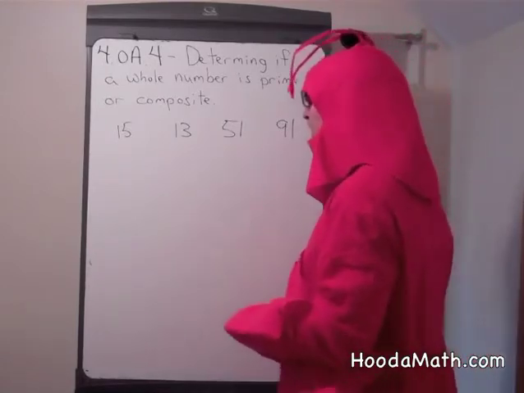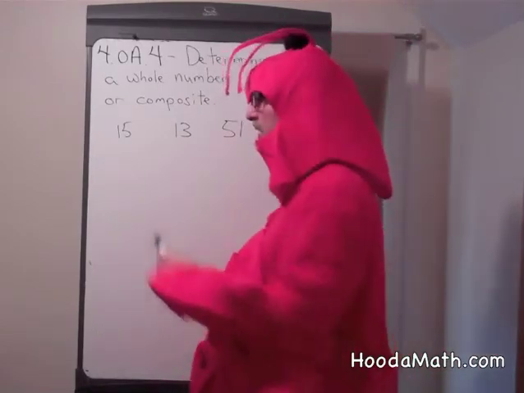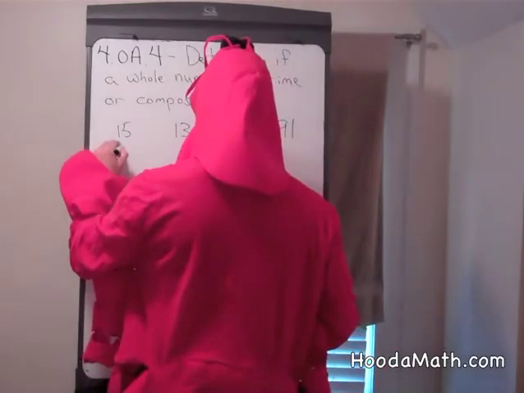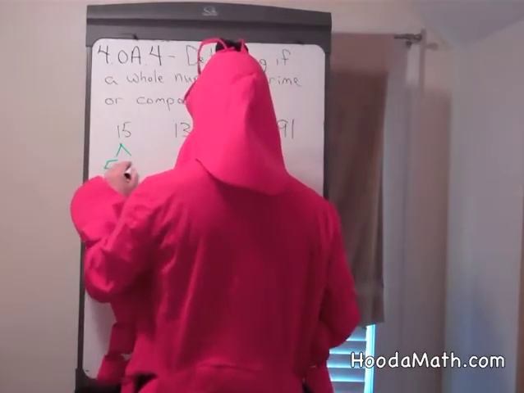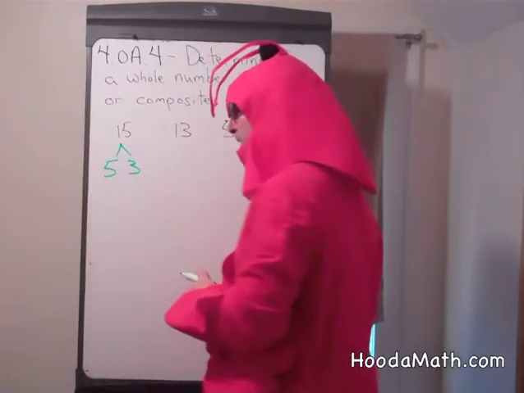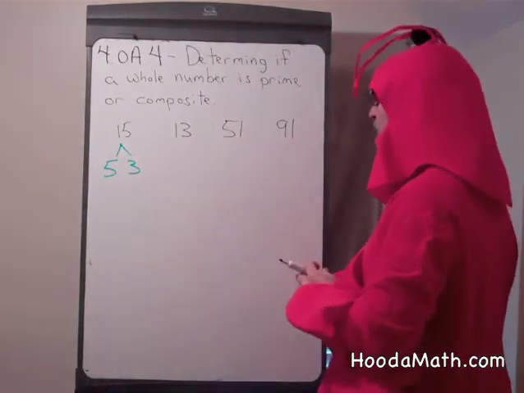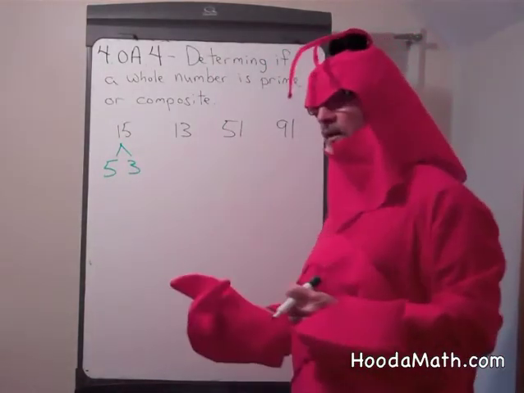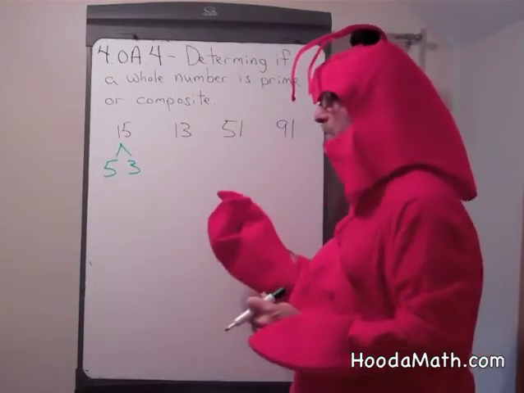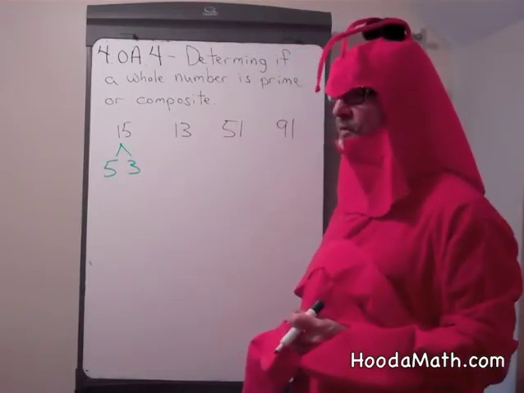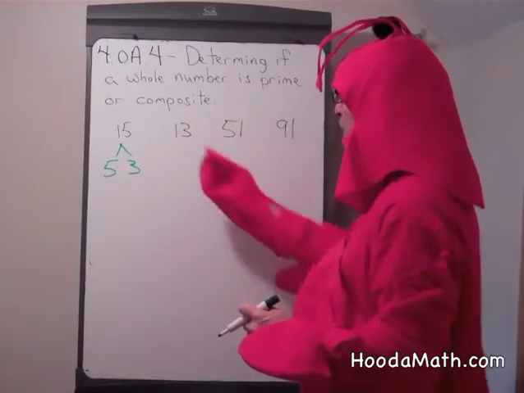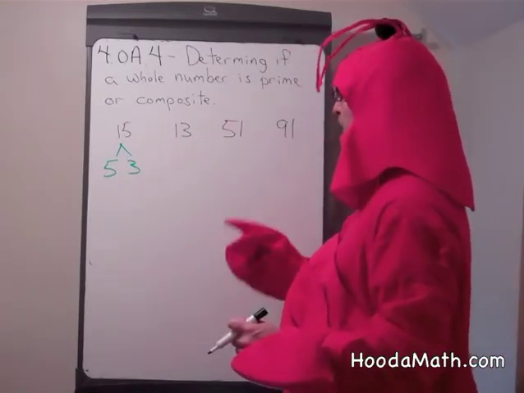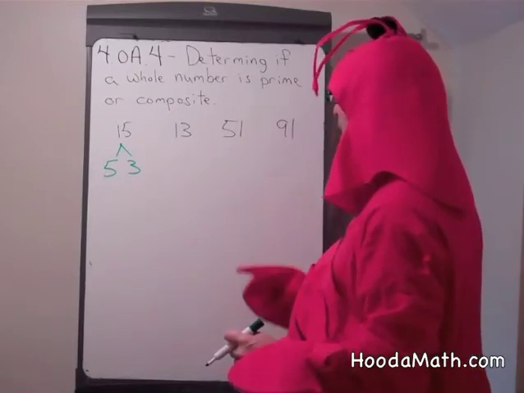Well, 15 is easy because we know that any number that ends in a 5 is divisible by 5. So its factors are 5 and 3, besides 1 and 15. 13, well, it doesn't end in a 5, it doesn't end in a 2, 4, 6, or 8, or 0, so it doesn't have a factor of 2 or 5. 1 and 3 is 4, that's not divisible by 3. So we'll have to keep trying.